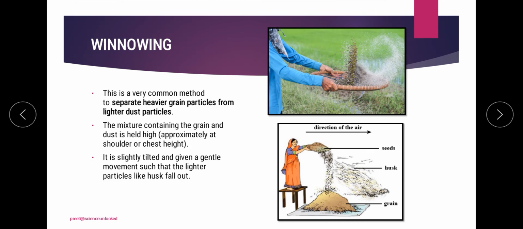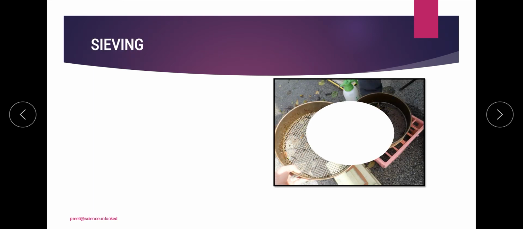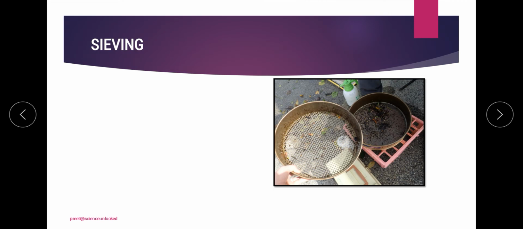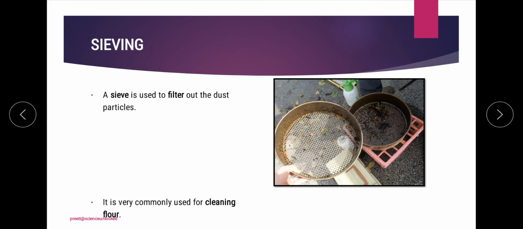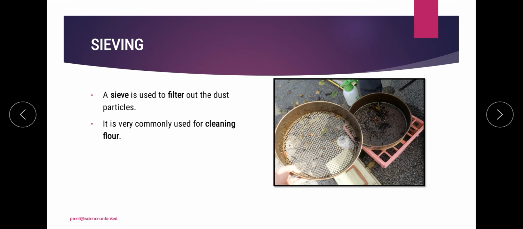The next process is sieving. Here we use a sieve with holes, because of which we are able to separate two components having a difference in their sizes. There is one advantage: even if the difference in size is small, it can still be separated, because the component with the smaller size will be filtered out through the sieve, and ultimately it provides us the cleaner component.